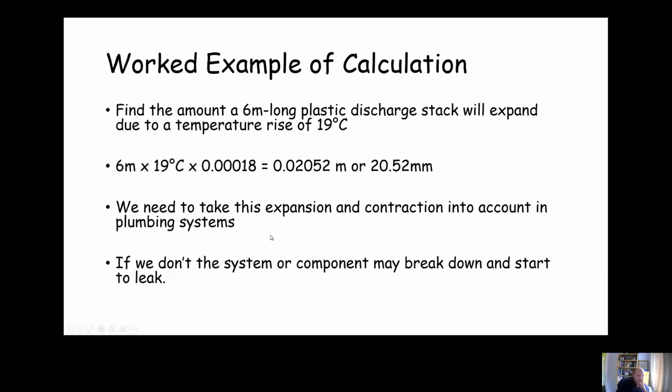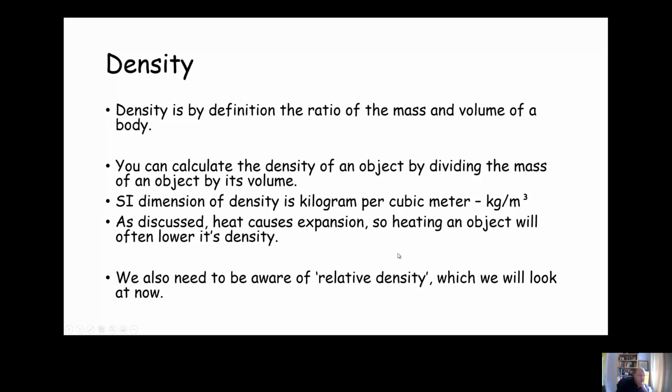And we need to take this expansion and contraction into account in plumbing systems, and that's part of the reason why we leave that expansion gap in our guttering fittings of 10 mil. If we don't take that into consideration, our components will be damaged, they may start to break down and start to leak. Okay.